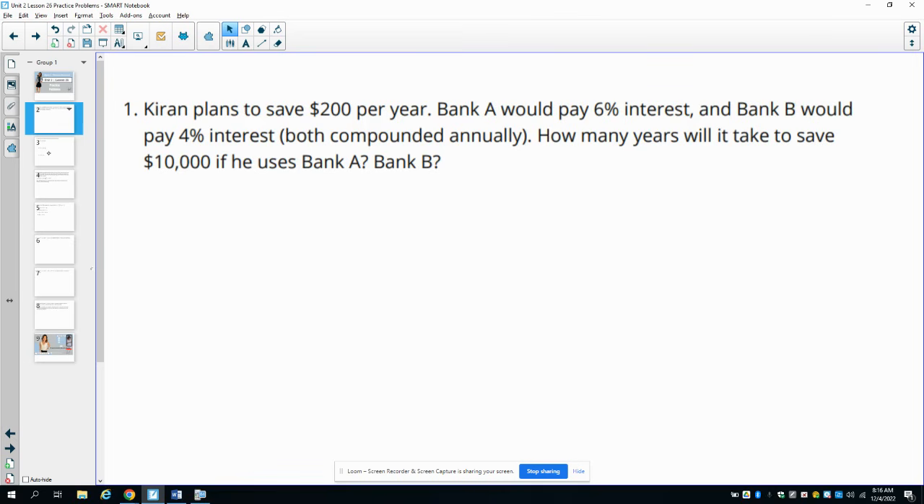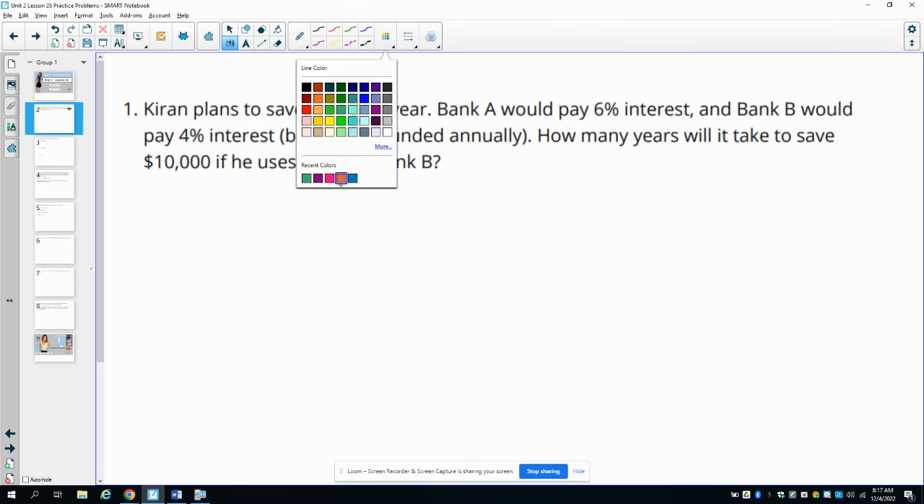Number 1 says that Kieran plans to save $200 per year. Bank A would pay 6% interest and Bank B would pay 4% interest, both compounded annually, or once a year. How many years will it take to save $10,000 if he uses each of the banks?